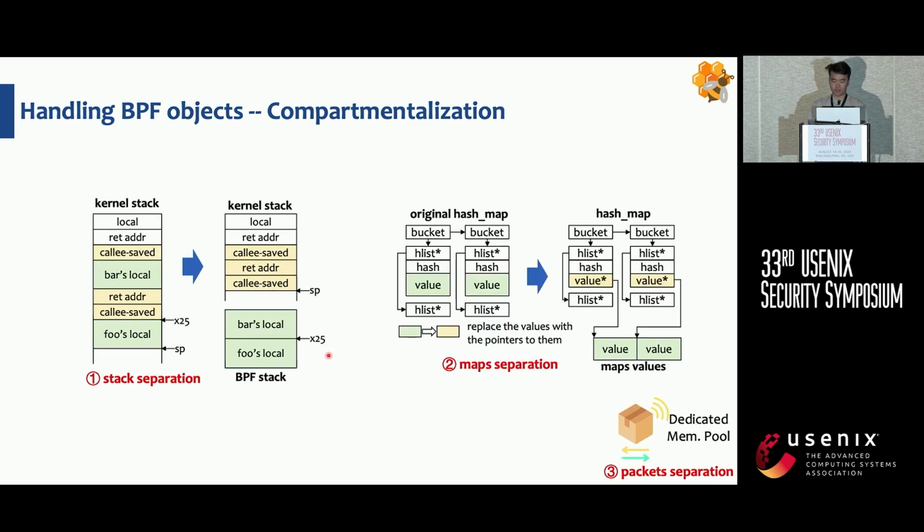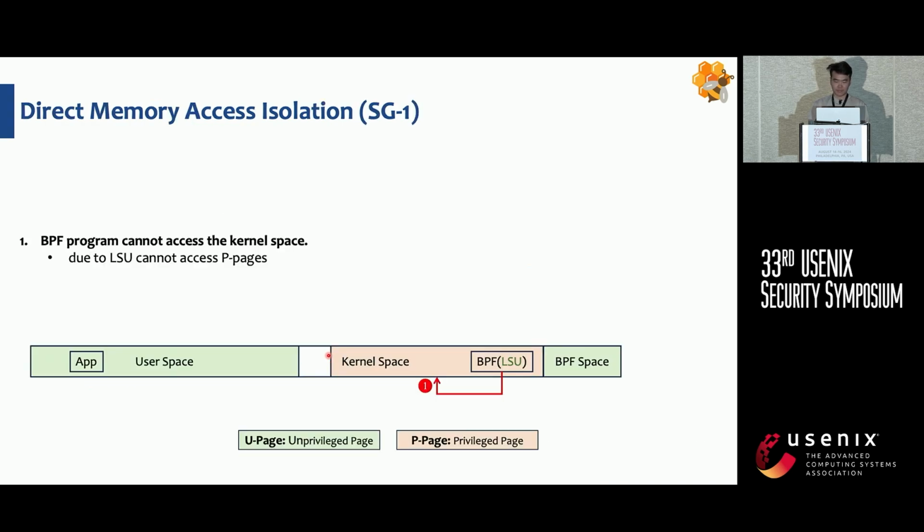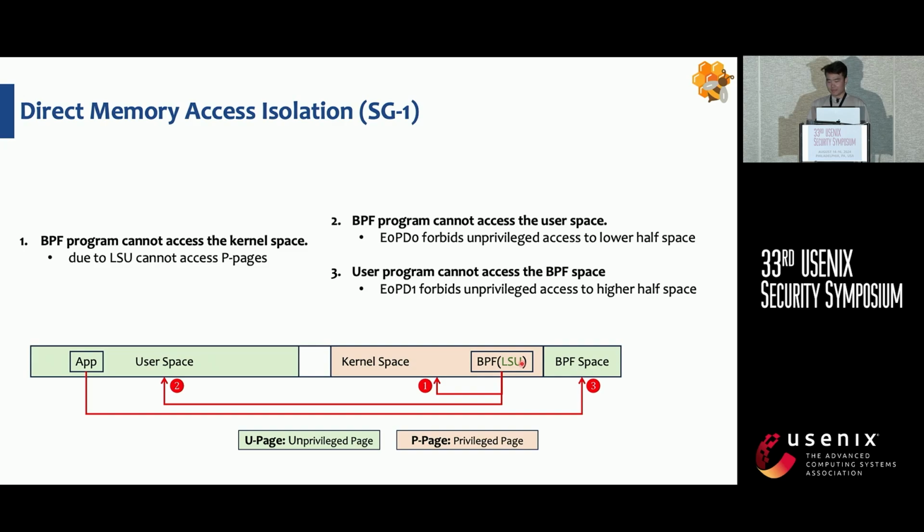Similarly, the metadata of other BPF objects are also separated. Then we map the BPF data into the BPF space with unprivileged permission. Based on that, the isolation from kernel space is achieved by transforming all memory access instructions in the program into STR/LDR unprivileged forms in the JIT stage of the eBPF. However, the program may access the user space because they're using the unprivileged load/store instructions, and vice versa. So we use the E0PD feature to isolate the user space and the BPF space.